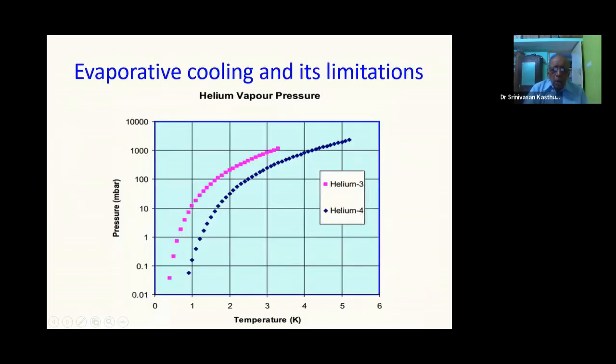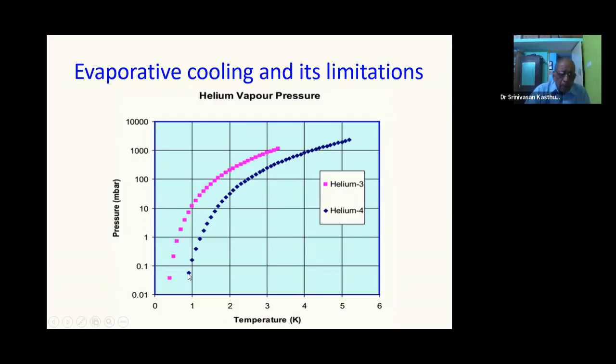Right. So by evaporative cooling, what you can do is reduce the pressure on the surface of a liquid. Effectively, the pressure you have is what is called the vapor pressure of the fluid, and the vapor pressure keeps on decreasing. So you can see here helium-3 and helium-4. Helium-4 has a boiling point of about 4.2 Kelvin, and helium-3 has a boiling point of about 3.2 Kelvin at 1 atmospheric pressure. As you keep decreasing the surface pressure, gradually the temperature keeps on dropping.